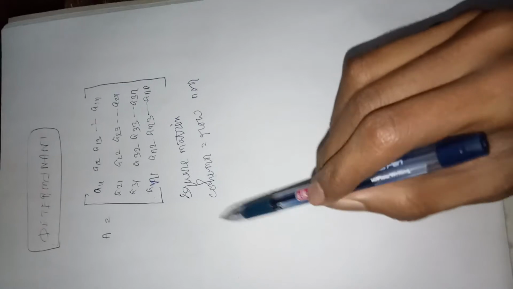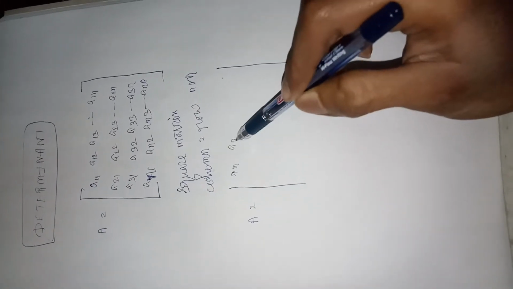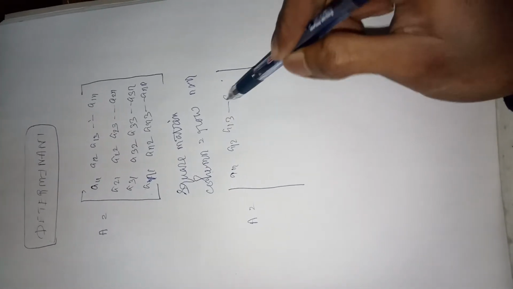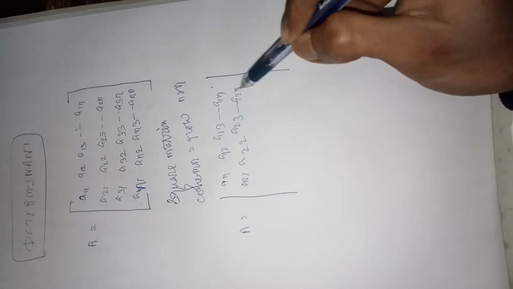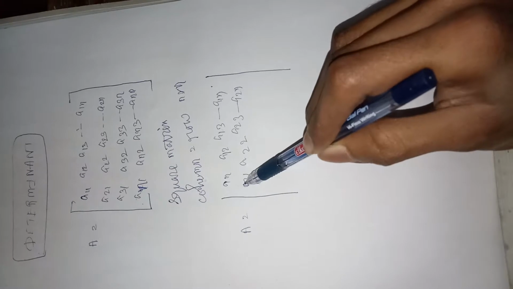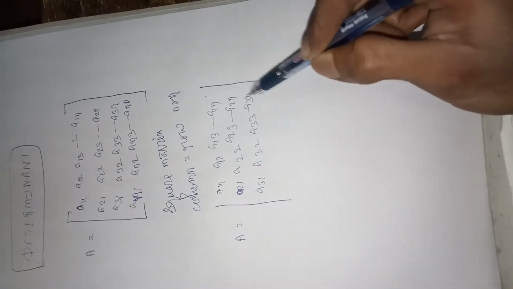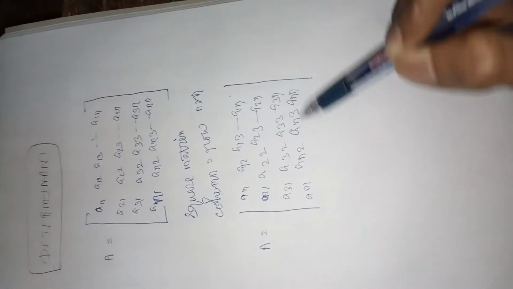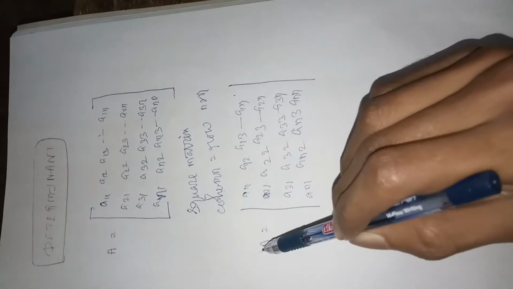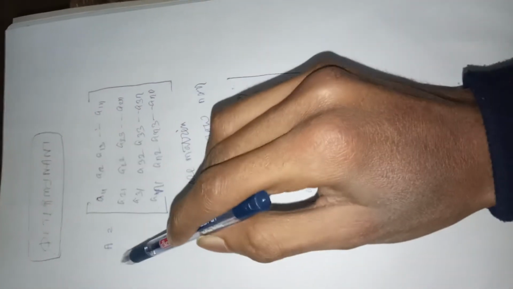So when we are going to find out the determinant of this matrix, we're just gonna write it in this way: A11, A12, A13, A1n. This is how a determinant looks like, because this is the determinant of this matrix A. This is the matrix A's determinant.